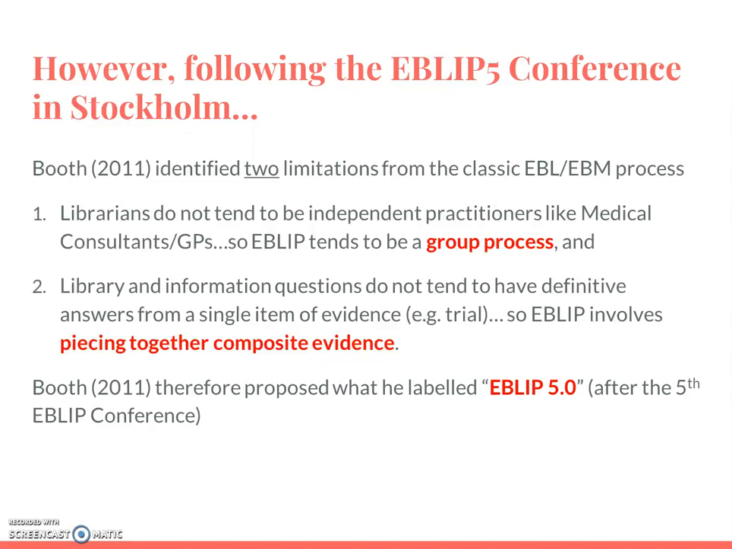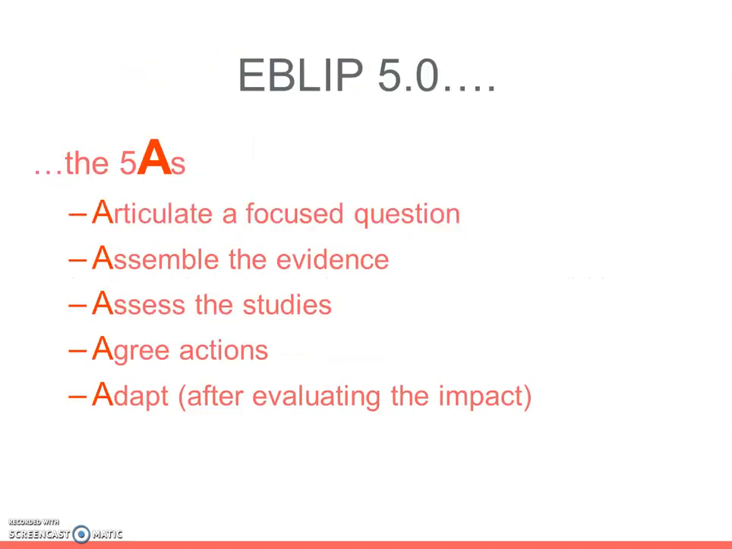So as a consequence of the conference in Stockholm, we proposed what is labelled as EBLIP 5.0, named after the 5th EBLIP conference. So EBLIP 5.0 is still 5 A's, but these recognise the group process and the composite nature of evidence. First of all, we articulate a focus question. What is the problem we're seeking to address?